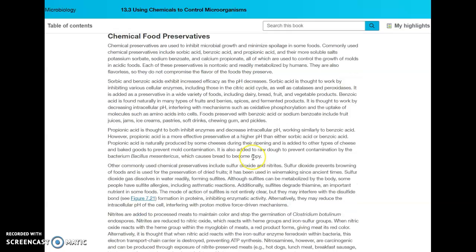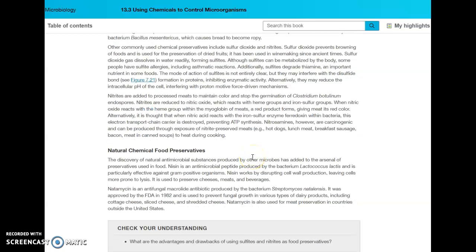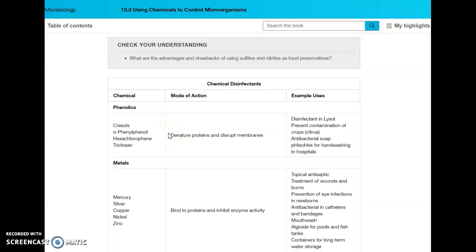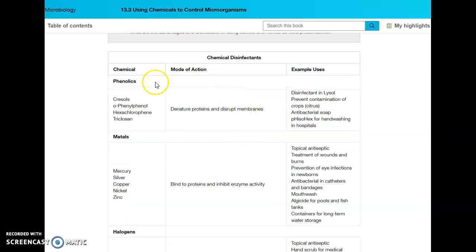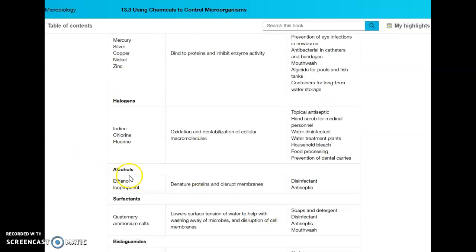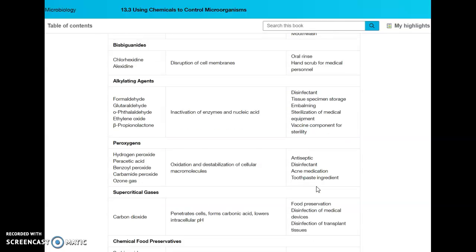We also can use sulfur dioxide and nitrites, but we're starting to see some people have allergies to sulfites. Other people don't tolerate nitrites very well. They can be converted into nitrosamines, which can be carcinogenic. So we have to be careful with the chemicals that we use for food preservation. Just like we saw in the last section, there's a good table here for summarizing our chemical disinfectants, what they are, what they do, and basically how they can be used.